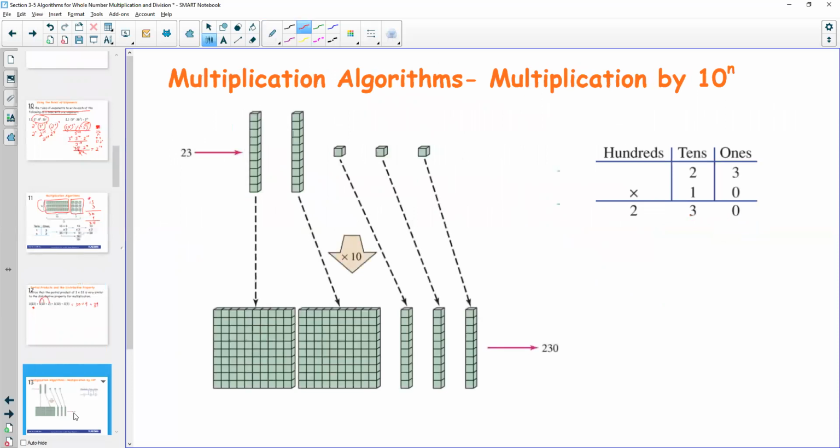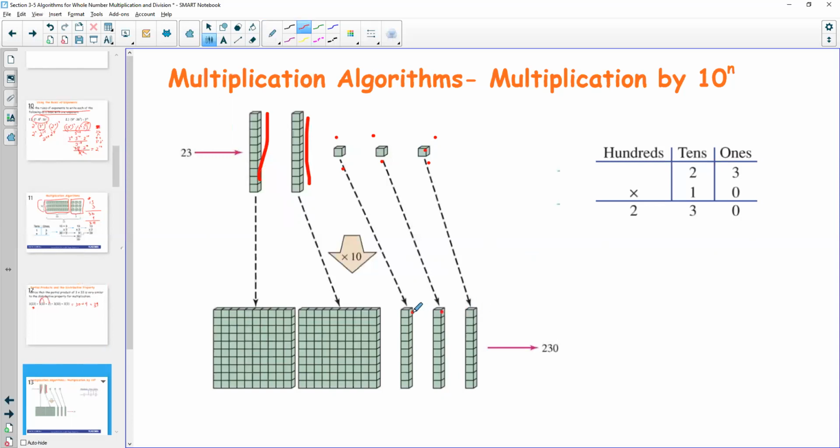The other thing that we do to help kids is multiply by 10, right? So if I take 23, 1, 10, 20, 1, 2, 3, and I multiply it by 10, basically what I do is I take each piece and move it to the next pattern block up. Each of my ones becomes 10, right? 1 times 10 is 10.